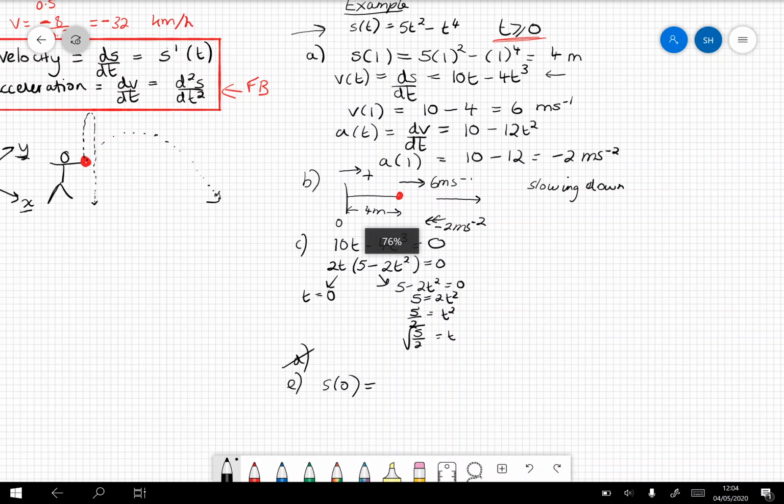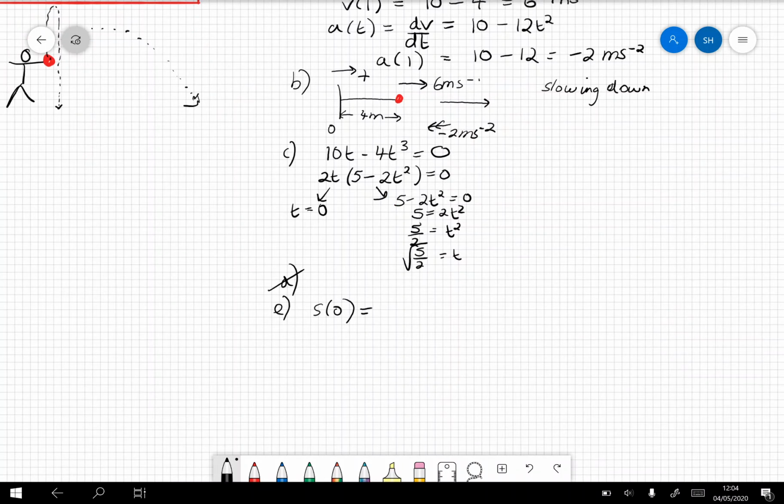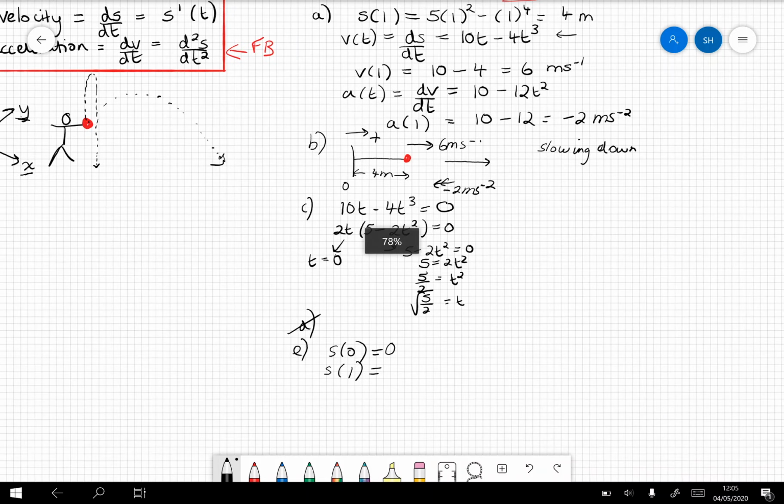And at the beginning, up here was our S equation. If I put 0 into there, I'm just going to get 0. So in the beginning, we've got 0 meters. We also know, and I'm just going to write it down here, that at time 1, we were at 4 meters.